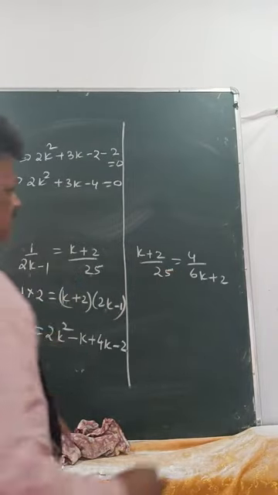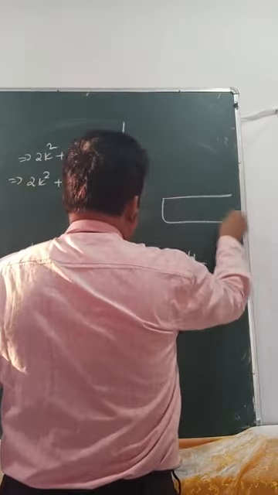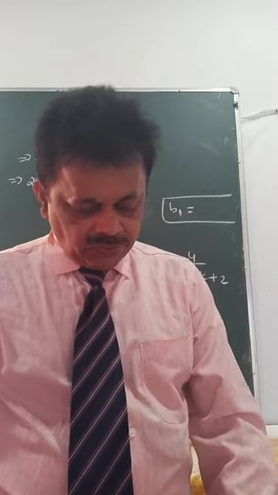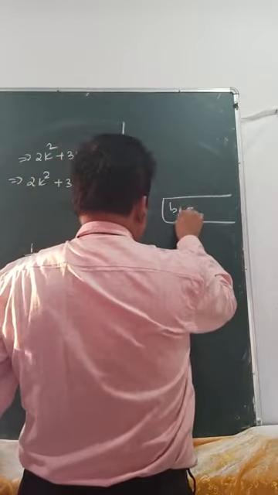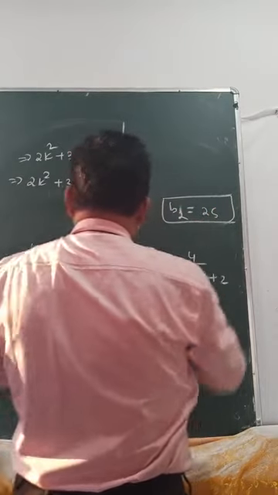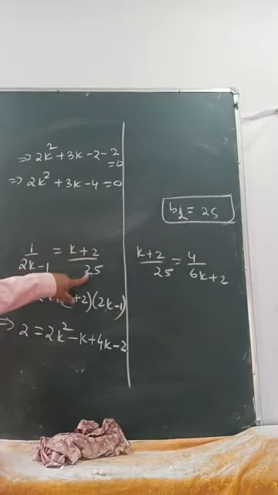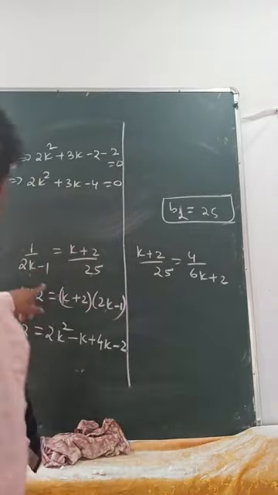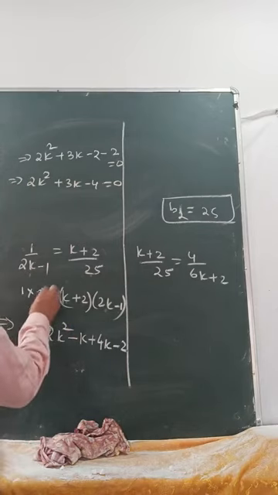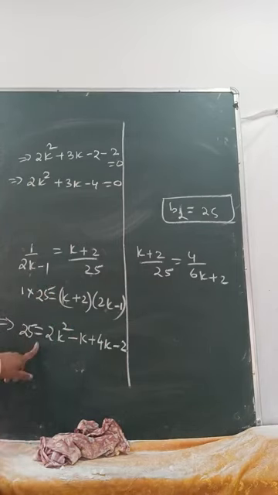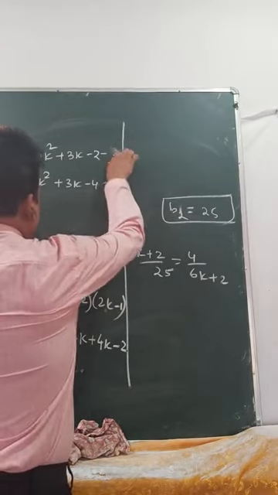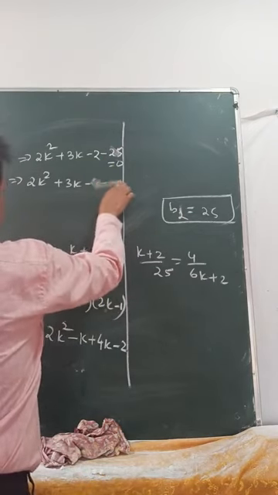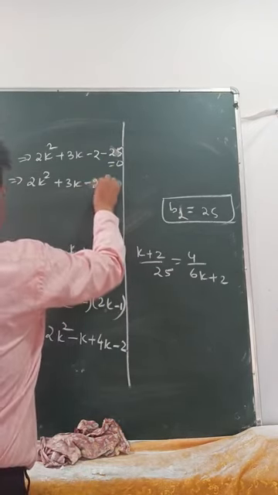B1 by B2. Write down B1 is k + 2. B2 was 25. Please do a correction, B2 is 25. So A1 by A2 equals B1 by B2, C1 by C2. Okay, then it will come out. This is 25. So 2 minus 25, so this is minus 27 equals 0.